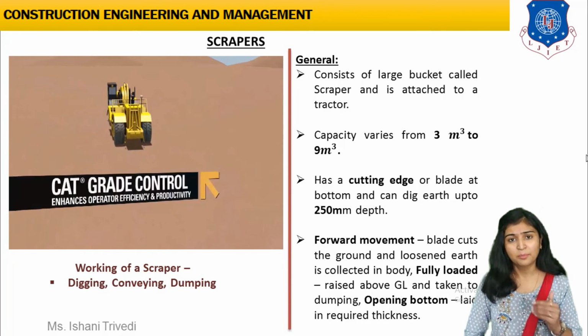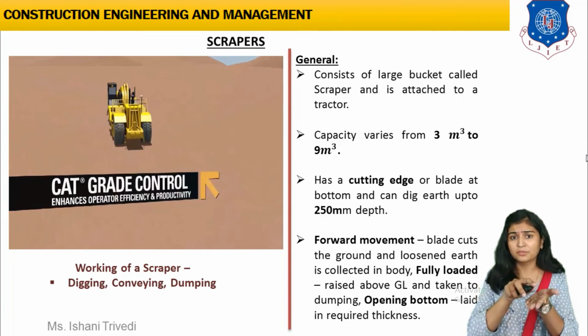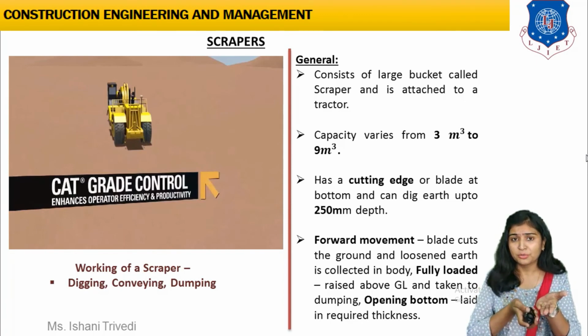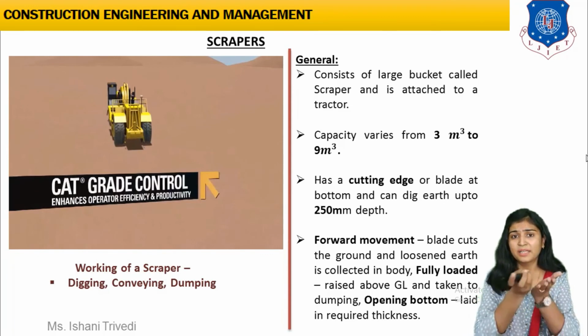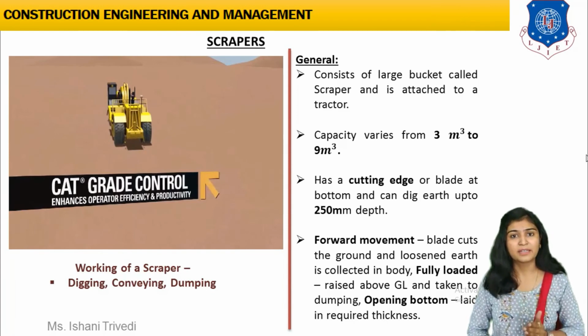Next, the movement, the working procedure. The forward movement will be done. With this forward movement, the bucket is going to dig the soil and collect the soil. Next procedure will be collection of the soil in the bucket and then conveying, and the third procedure will be opening the bottom of the bucket and then dumping the soil. This is your mechanism, which I put in 3 terms.